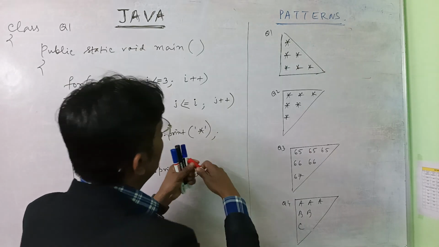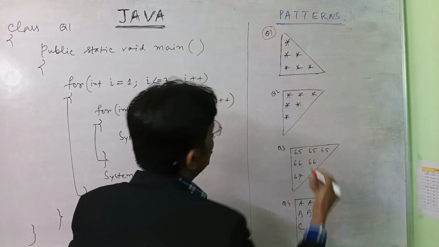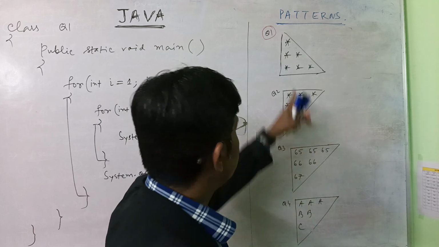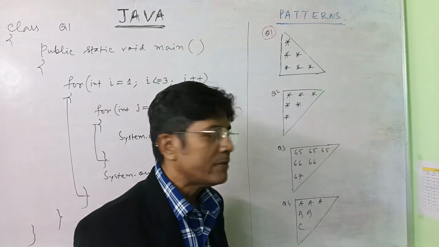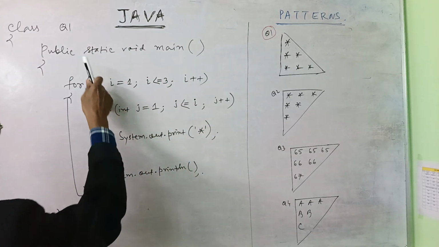The question number 1 I want to solve. You see this is a triangle. This triangle, how will you get it? You see the constant values. These are all I have done. This and this are the constant values, and these are changing. Let's see the first question.